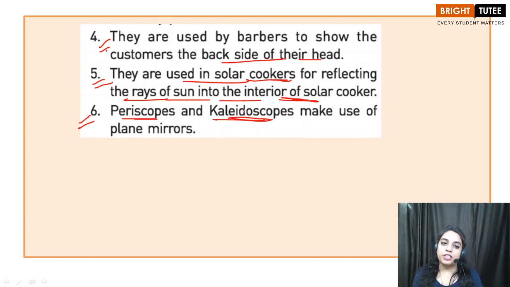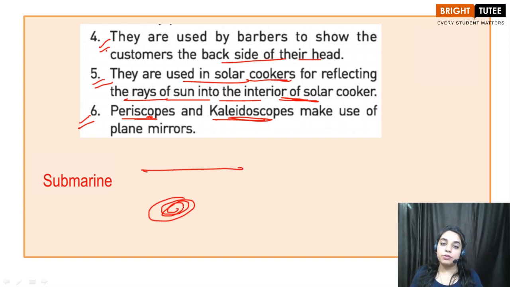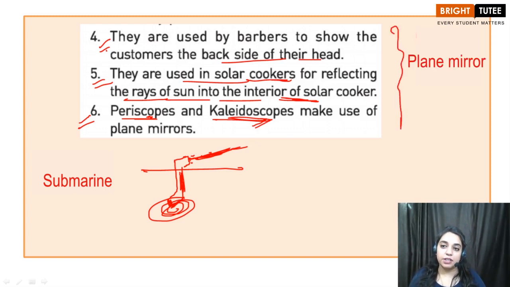So children, what is a periscope? A periscope is a device that was used in submarines, where you cannot observe what is there above the water level, because submarines are underwater. So how do they manage? They used plane mirrors and created a device like this, through which they were able to observe what is happening above the water level. And a kaleidoscope is another interesting device through which different patterns are created. You might have played with kaleidoscopes a lot in your childhood. So these are just a few areas where plane mirrors are used.